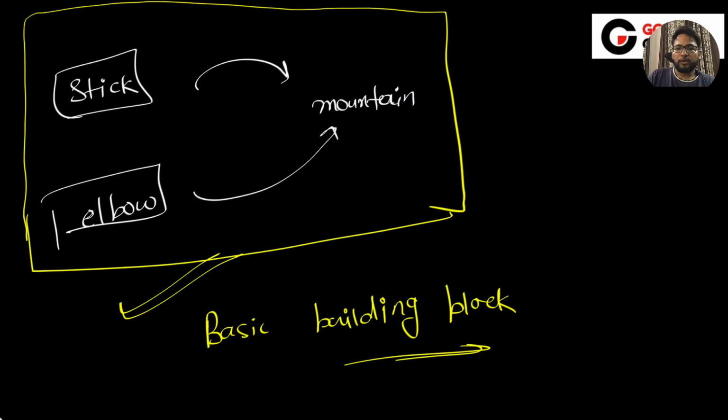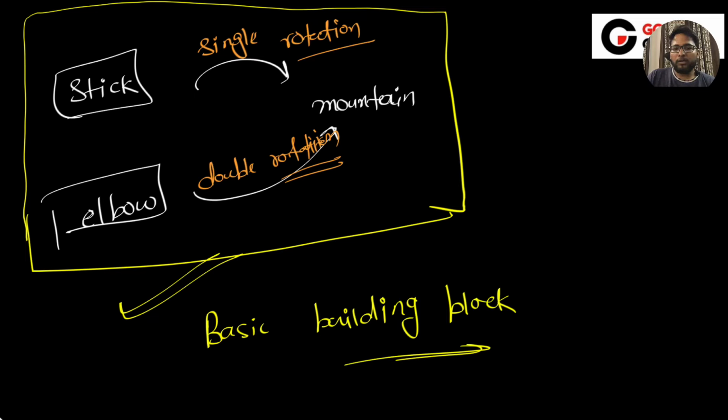Okay. So here let me write it. If I am converting a stick to a mountain, this is called single rotation. I mean, this is just a term. If you want, you can remember it. Otherwise, there is no need to remember whether it is single, double, these things. Converting a stick to a mountain is called single rotation. Converting an elbow to a mountain is called double rotation. Okay.